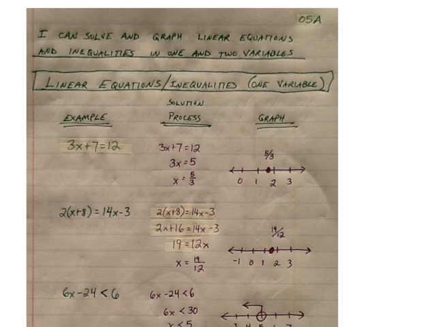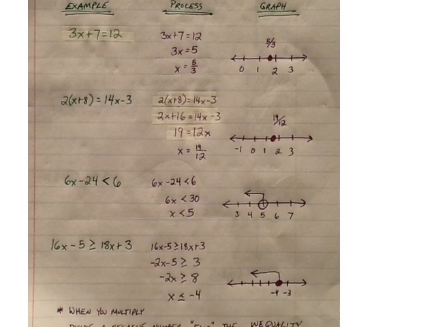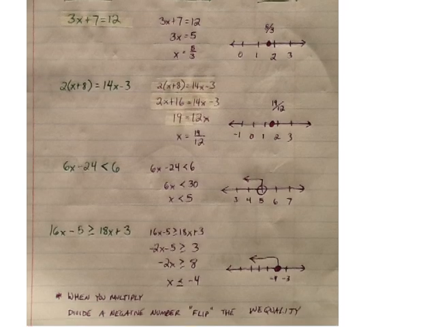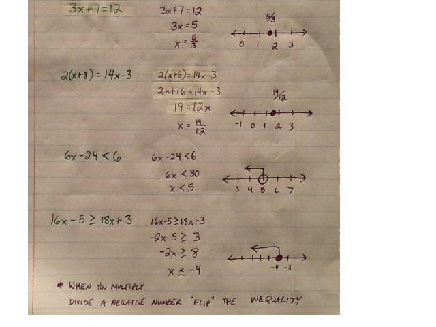Okay, let's take a look at some linear inequalities. This process is very much the same. The only difference is the equal sign has been replaced with an inequality, and for those forgetting, an inequality is either less than, greater than, less than or equal to, greater than or equal to, and some might argue does not equal. So what we have is, in our first example, 6x minus 24 is less than 6.